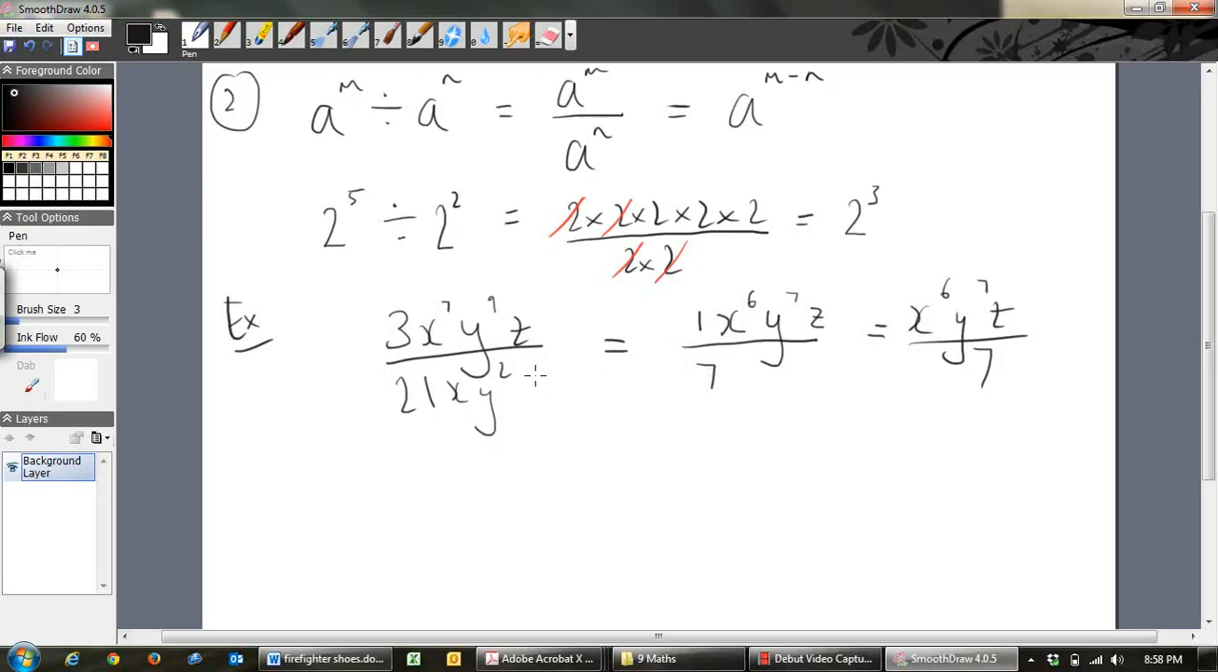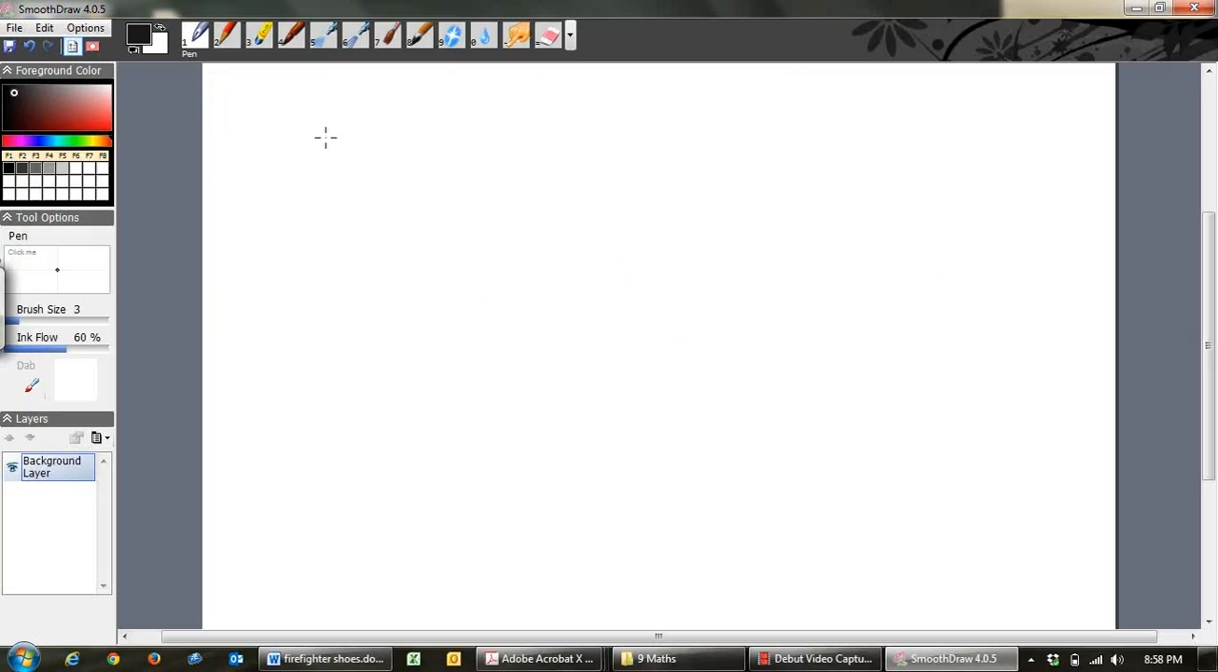Hopefully that makes sense. We'll have more practice at that as we go along. The third law, again, don't care about whether you know what number the laws are, just as long as you know them. Anything to the power of 0 is equal to 1. And everyone always asks why this is the case.